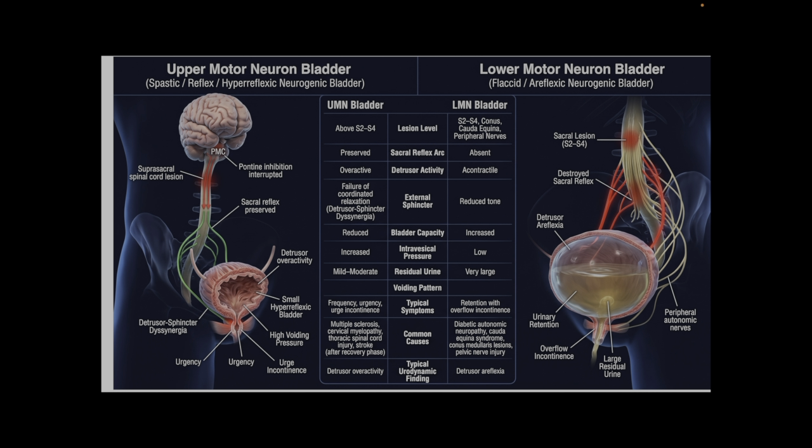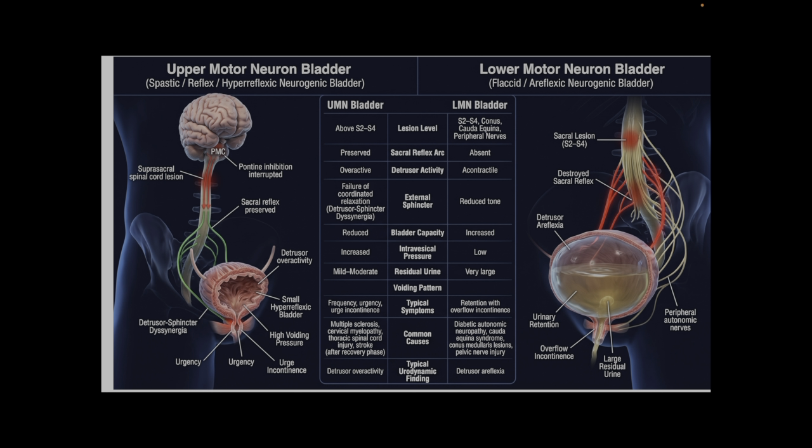Now moving to the lower motor neuron bladder, illustrated on the right side. Here the lesion involves the S2 to S4 spinal cord segments, conus medullaris, cauda equina, pelvic nerves, or peripheral autonomic nerves.